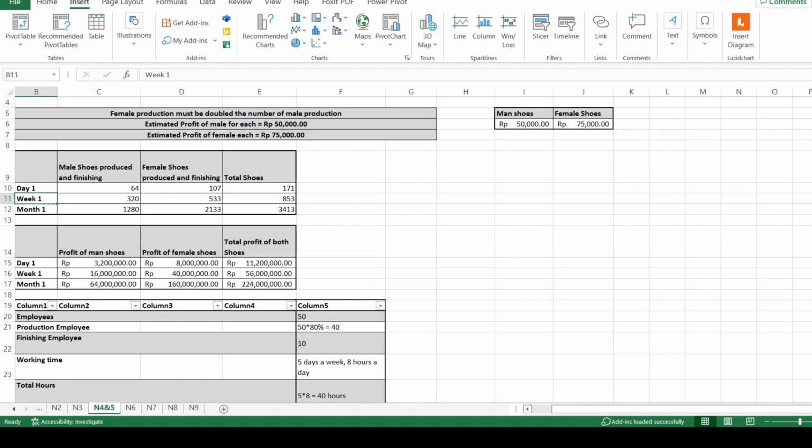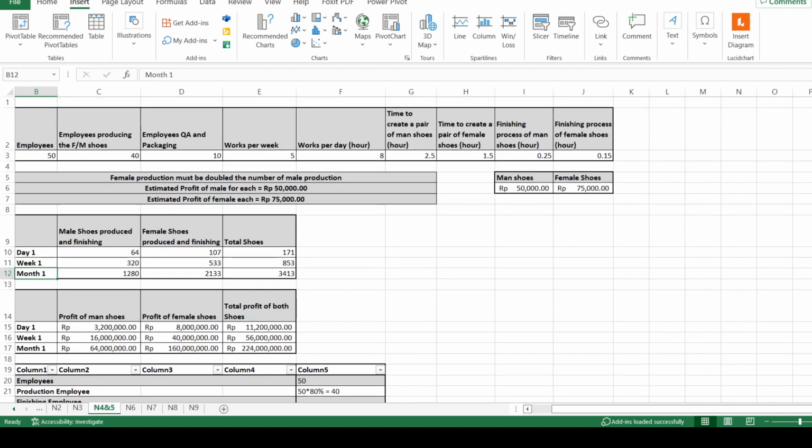So this is day one, week one, and month one. This is how many shoes the company can produce in day one, week one, and month one, and this is the male, female, and total shoes. Basically, this is 30% of the employees, so this is C3 divided by 2, because there are two types of shoes, and then times F3 divided by G3.